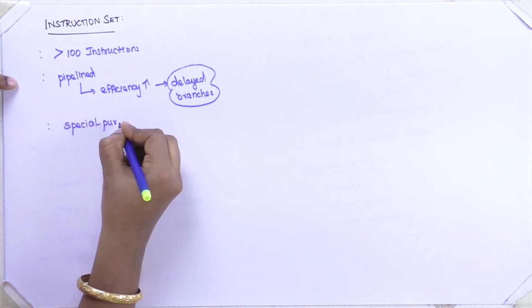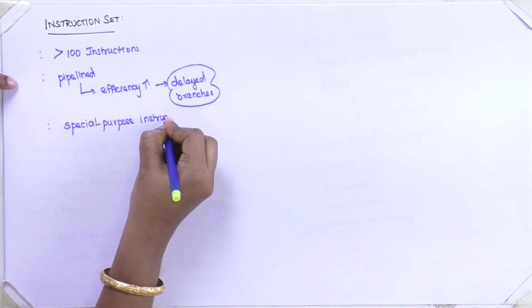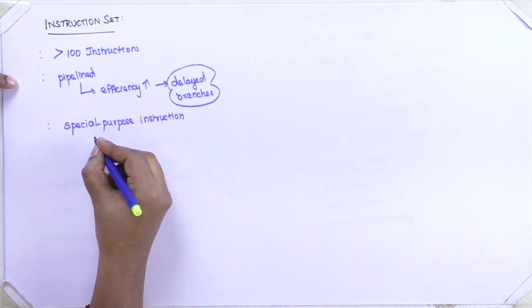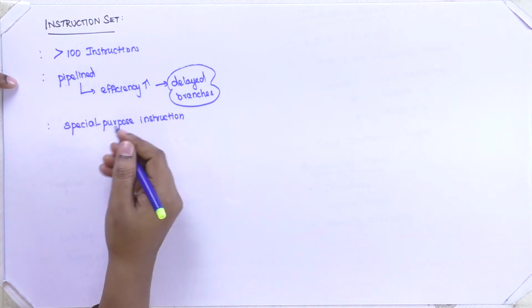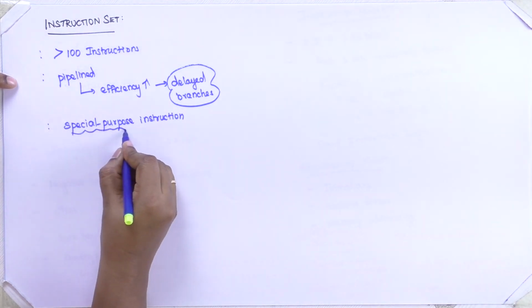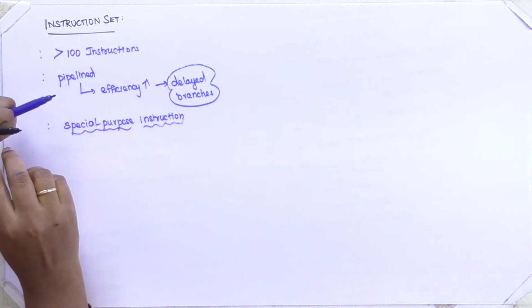Special purpose instructions are used for doing some special functions like high bandwidth load and store operations, and special atomic instructions are also there to perform the work of the processor. Those instructions come under special purpose instructions. So that's all about the instruction set.